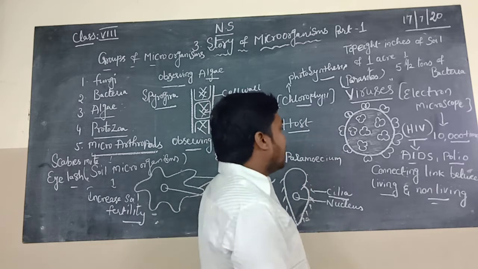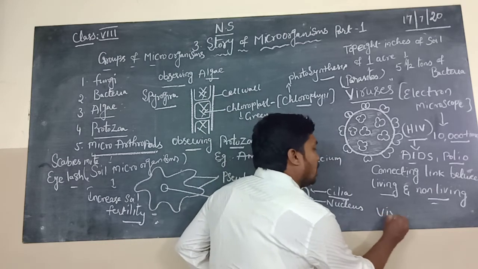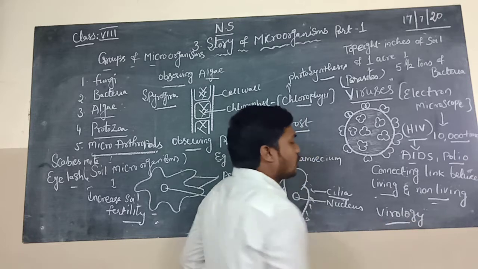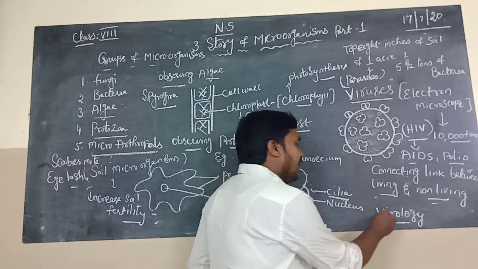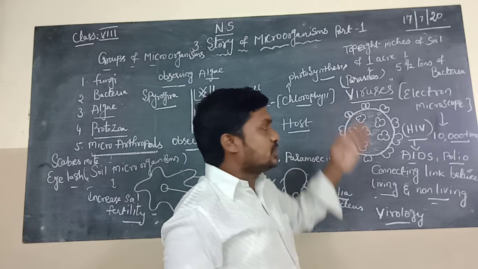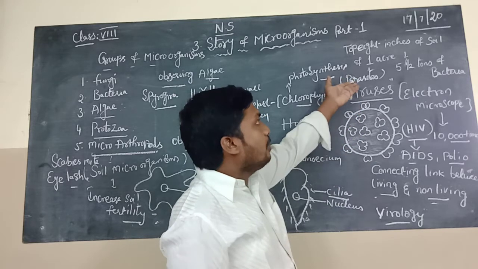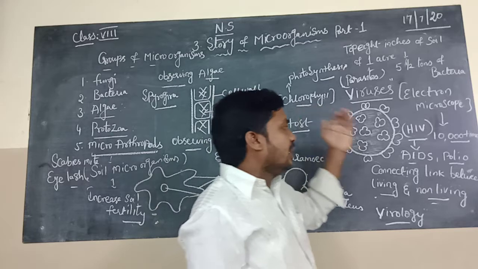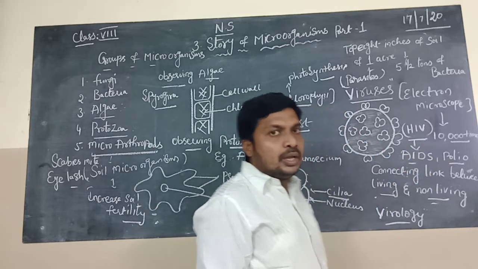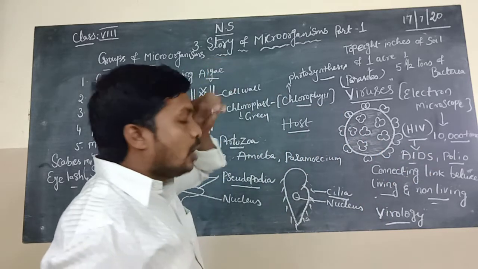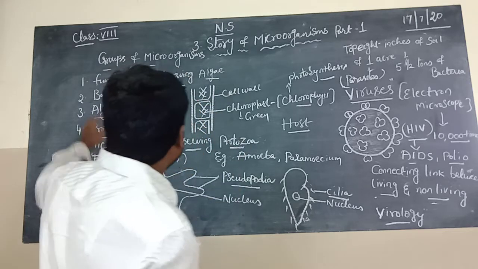Do you know the study of viruses is called virology. They cause diseases to animals. Viruses cause diseases to animals, so they are called parasites or pathogens. They cause diseases like AIDS and polio. So up to here we learned story of microorganisms part 1.